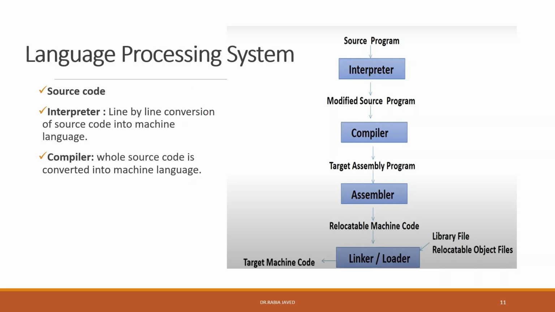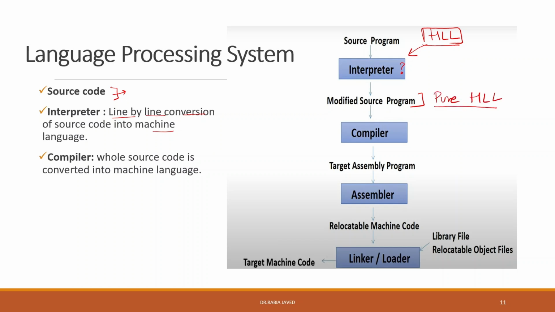LPS, the similar thing which we were talking about just now. Source code. For example, we insert a program in high level language into a computer, and this is the entire process of how the computer understands our code. Firstly, the computer will take our HLL and send it to the interpreter. What is an interpreter? An interpreter is a line-by-line conversion of source code into machine language. What the interpreter does is convert our code into machine language which is understood by the machine, and it makes a modified source program, or we can also call it pure HLL.